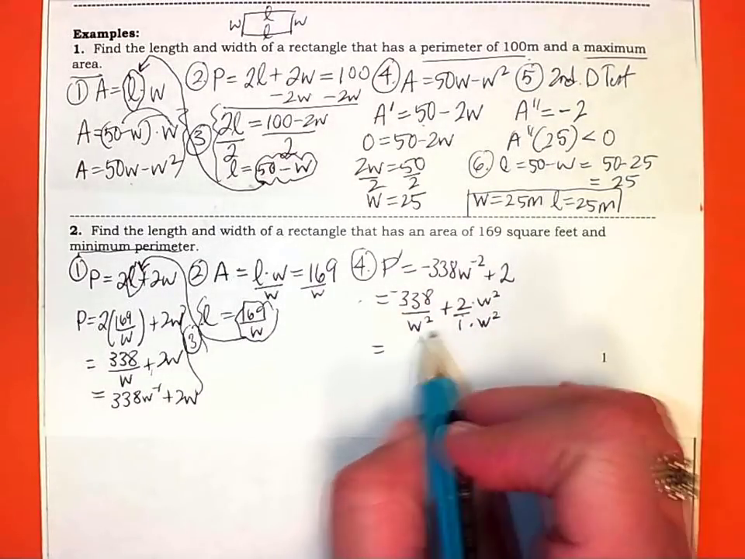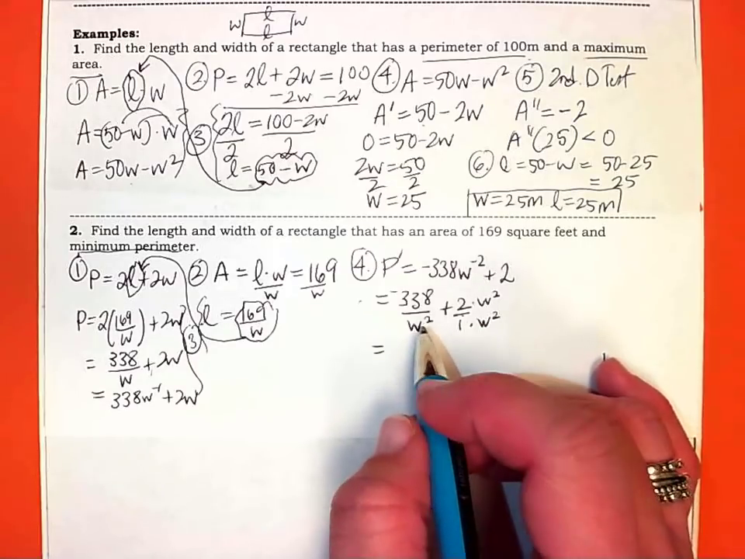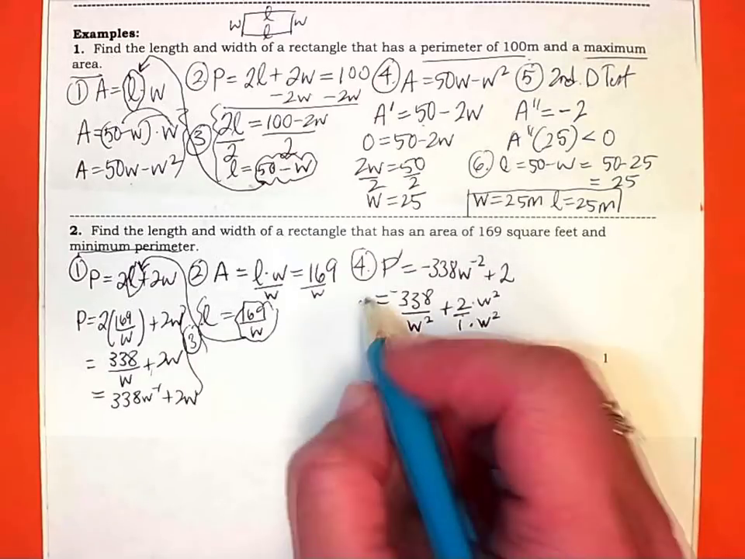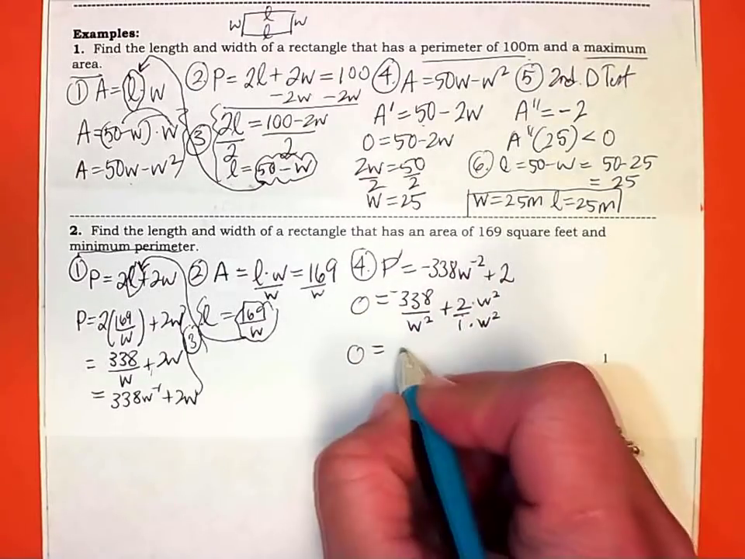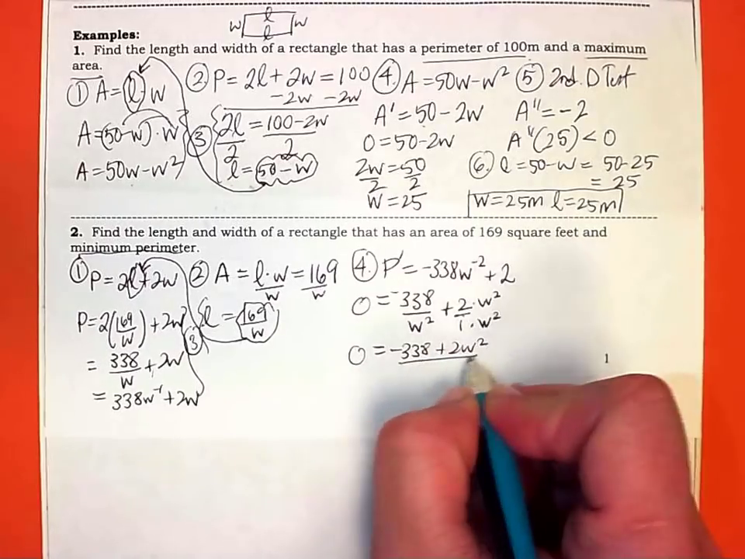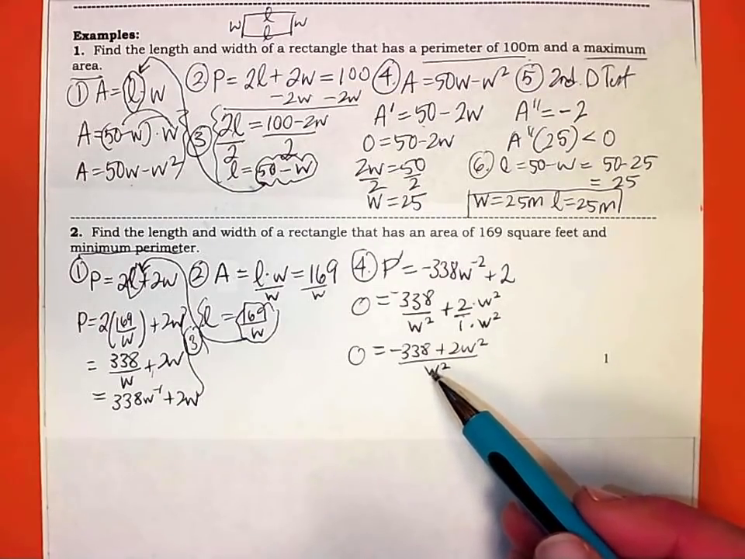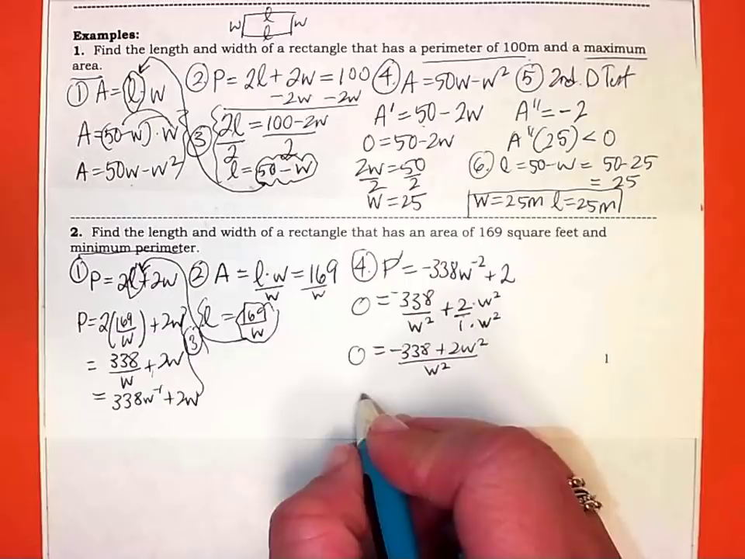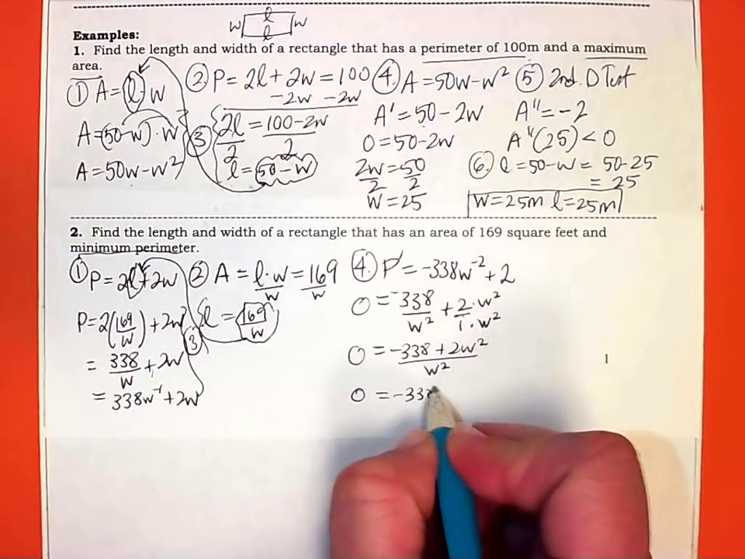And remember, we don't have to worry about the case of W equals 0 because this has an implied domain that width and length have to be greater than 0. So we're really only worrying about the equals 0 case. So W equals 0 is not going to be of concern because it can't be 0 or we don't have a rectangle. So we're really only worried about the P prime equals 0 case.